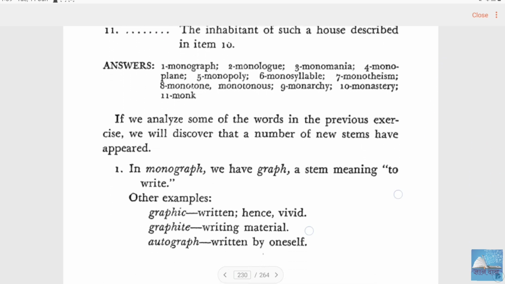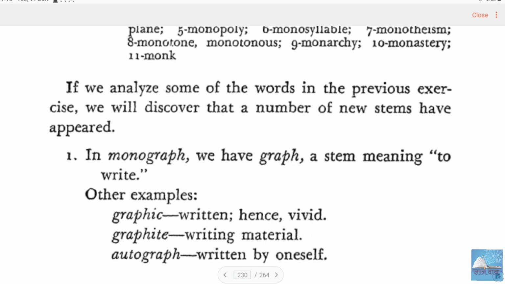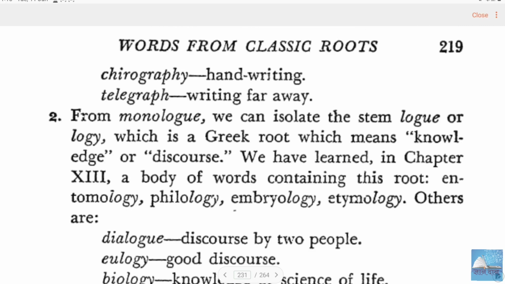If we analyze some of the words in the previous exercise, we will discover that a number of new stems have appeared. 1. In monograph, we have graph, a stem meaning to write. Other examples: graphic, written, hence vivid; graphite, writing material; autograph, written by oneself; chirograph, handwriting; telegraph, writing far away.